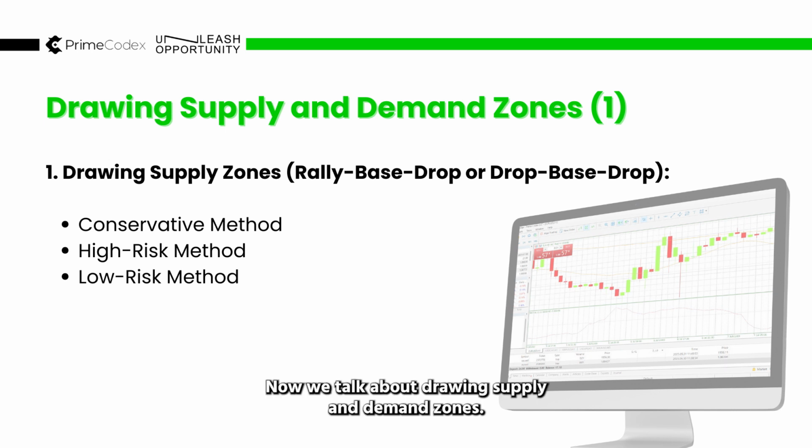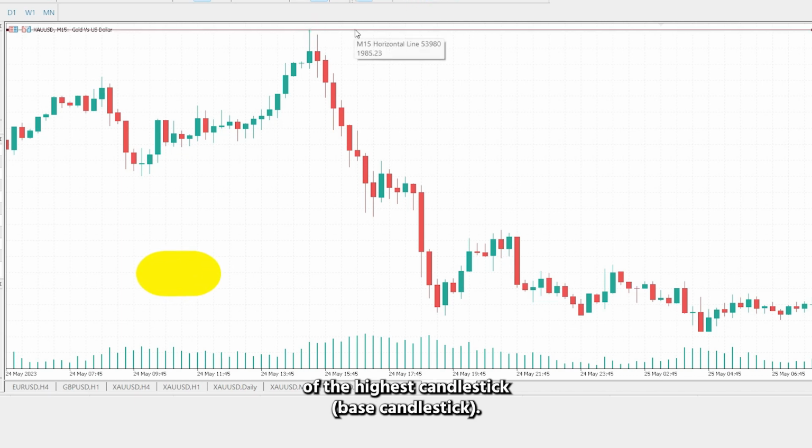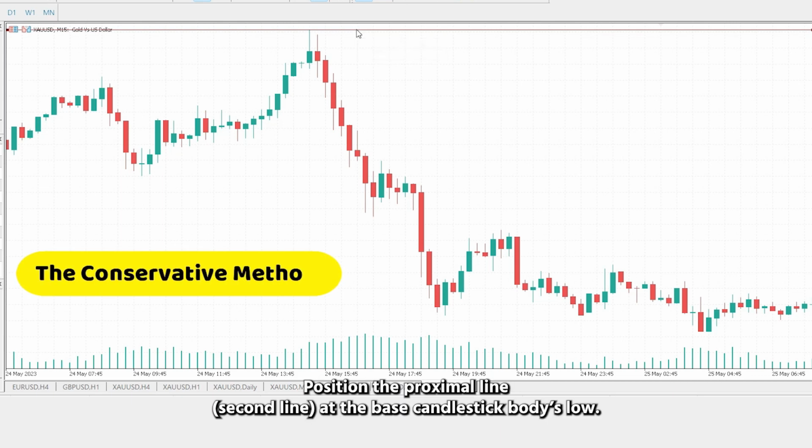Now, we'll talk about drawing supply and demand zones. There are three approaches to drawing supply zones. First, the conservative method, second, the high risk method, and third, the low risk method. As for the conservative method, place the first line at the top of the wick of the highest candlestick, let's say the base candlestick. Position the proximal line, or second line, at the base candlestick's body low.